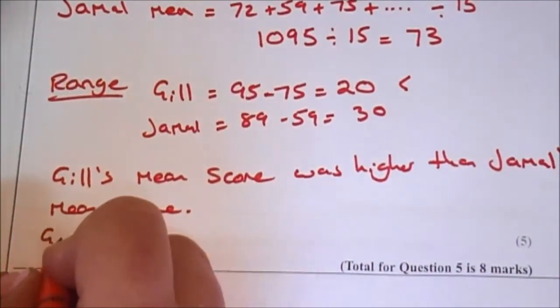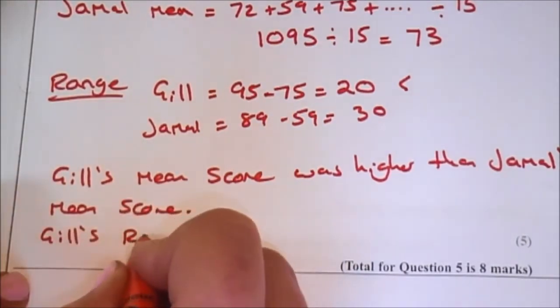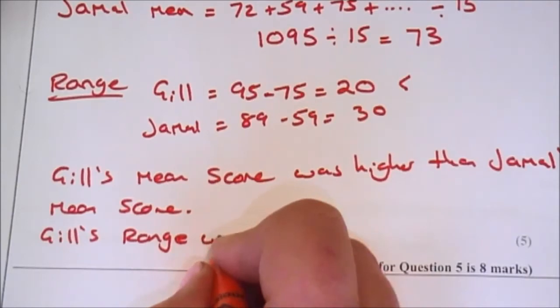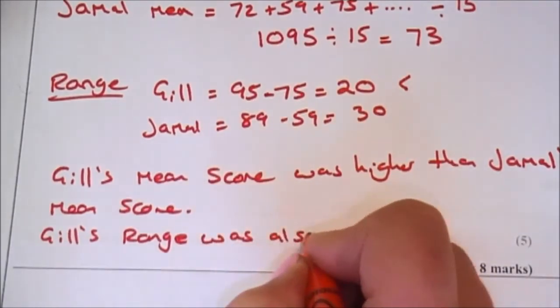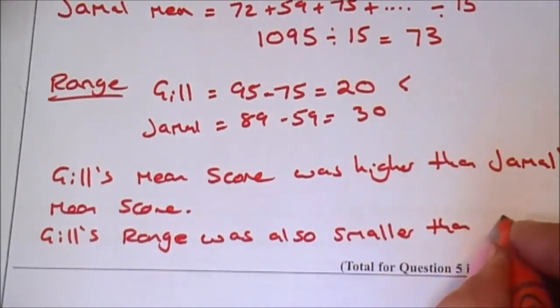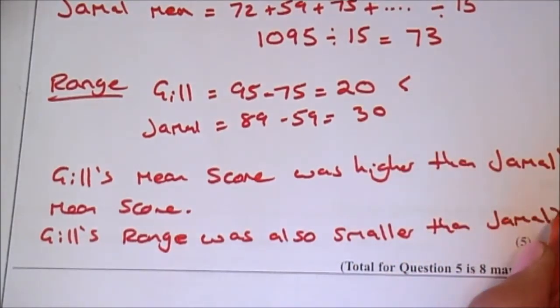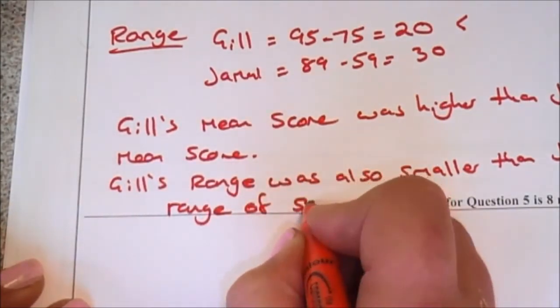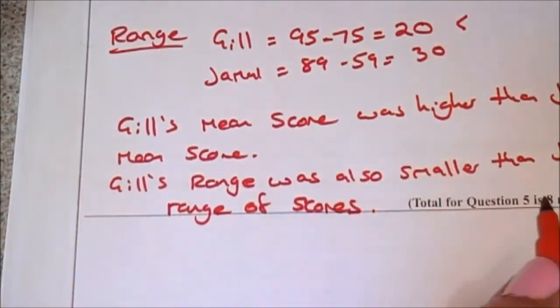I'm also then going to say that Jill's range was also smaller than Jamal's range. Oh, and I should have said of scores there. Jamal's range of scores was larger than Jill's range of scores.